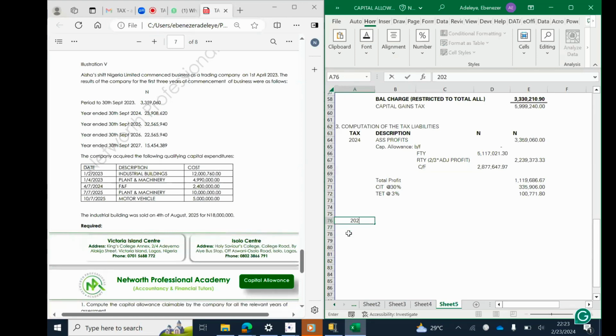2025 was our adjusted profits. 23908. Yeah, just for our capital allowance like we did before.